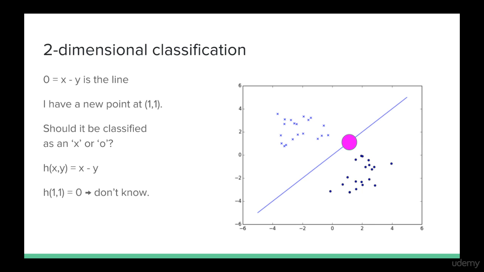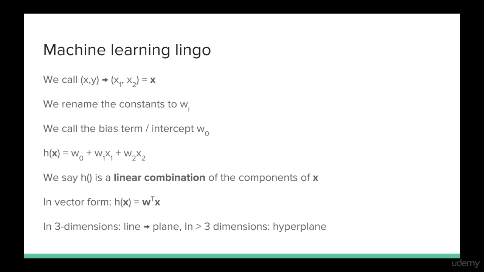Now let's say we have a point at x equals 1 and y equals 1. Should this be classified as an x or an O? So this falls directly on the line. We can't really tell if it should be an x or an O. So this is the essence of linear classification. Our job is, we're given all the x's and the o's, and we need to find the a, b, and c, which define the line.